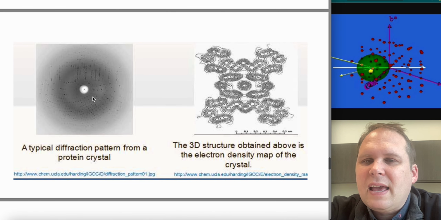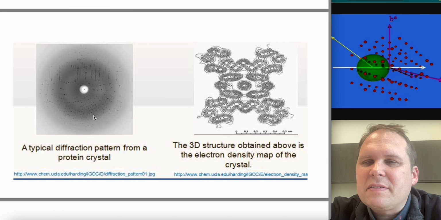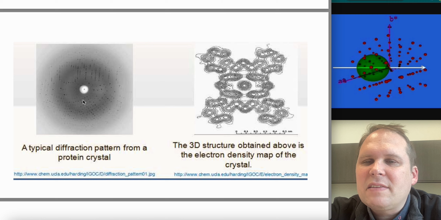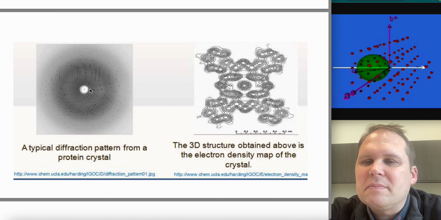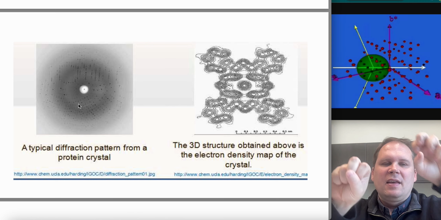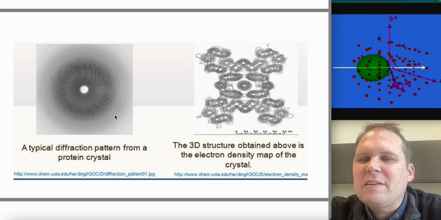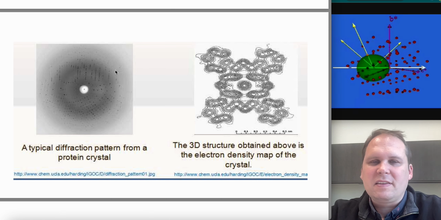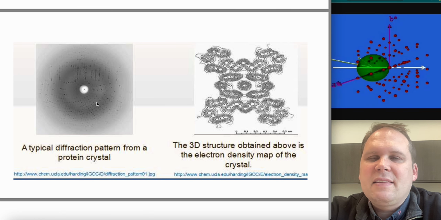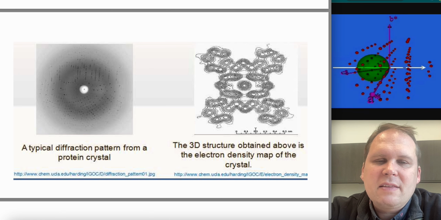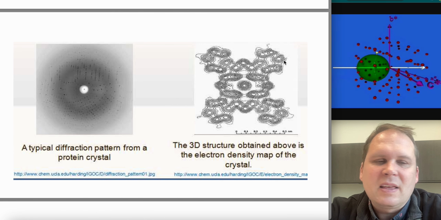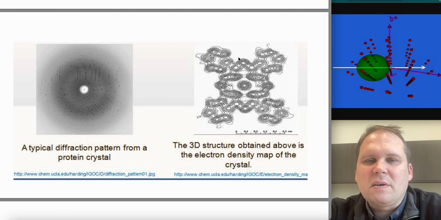So that is roughly what a diffraction pattern can look like. The information toward the center is about the packing of the proteins, and the information out toward the edge is about the orientation of individual atoms. And if you Fourier transform that, you can get an electron density map of the crystal. This is the idea. And so that's fine.